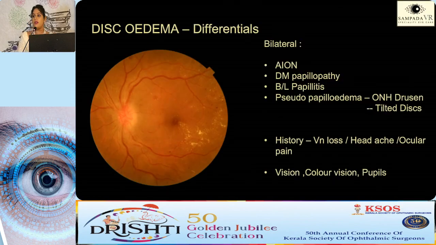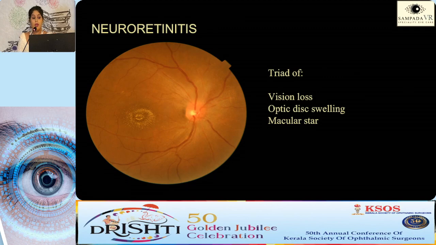For bilateral disc edema, the differentials can be bilateral AON, or diabetic papillopathy, as you can see the telangiectatic vessels on the disc. Bilateral papillitis is also not so uncommon. Pseudopapilledema can be seen. All this can be differentiated with the help of the history, the visual loss and associated other symptoms, and signs like color vision and the pupils.